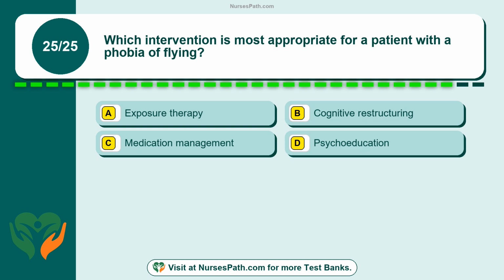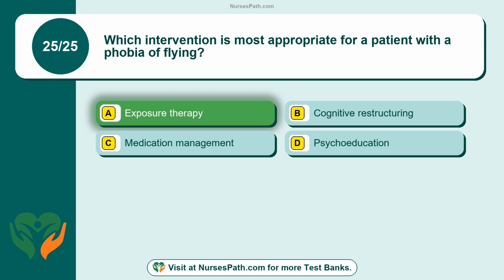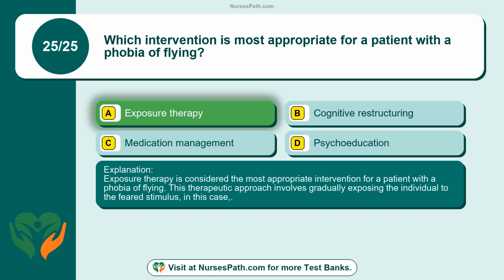Question 25. Which intervention is most appropriate for a patient with a phobia of flying? Option A. Exposure therapy. Option B. Cognitive restructuring. Option C. Medication management. Option D. Psychoeducation. The correct answer is option A. Exposure therapy. Exposure therapy is considered the most appropriate intervention for a patient with a phobia of flying. This therapeutic approach involves gradually exposing the individual to the feared stimulus, in this case, flying.